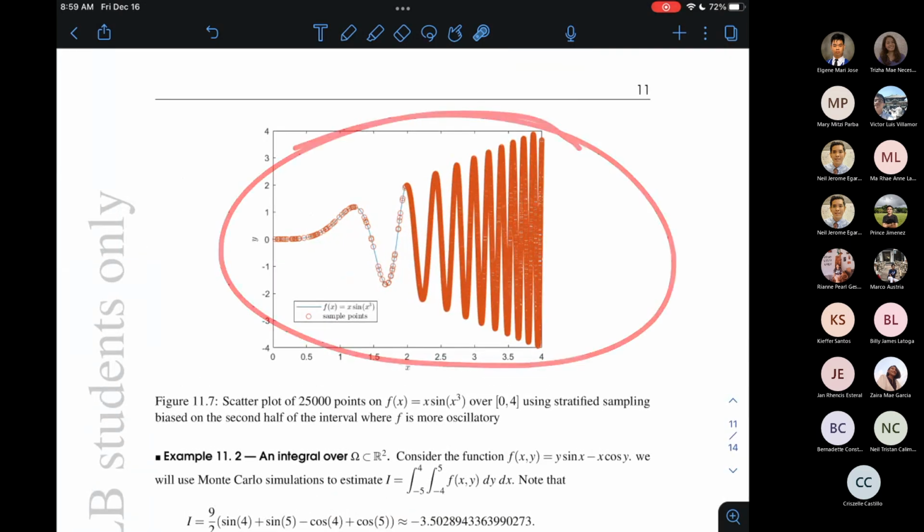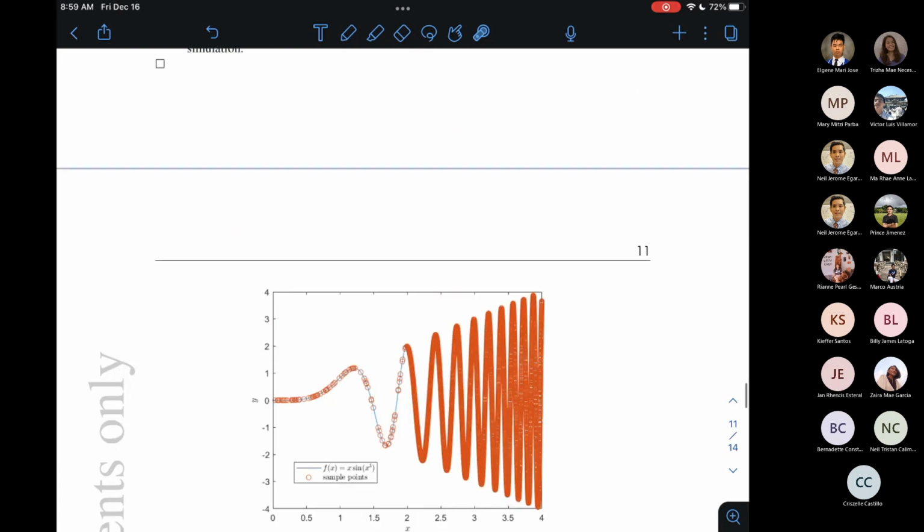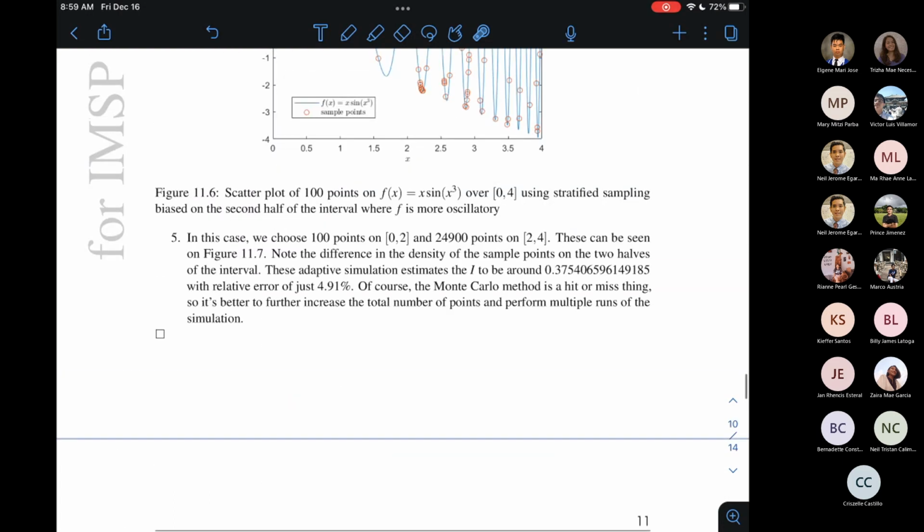Alright. So it's as if kita nyo, napaka-dense nung randomization dito or yung drawing dito sa 2 to 4 kasi nga 24,900 random points yung pinili ko. Dito 100 lang. Pero it seems that 100 would be enough because my function over the interval 0 to 2 is not that wiggly. Ano? Hindi siya masyadong magulo or malikot. And true enough, in number 5, I got an estimate of around 0.37, which has a relative error of just around 4.91%.